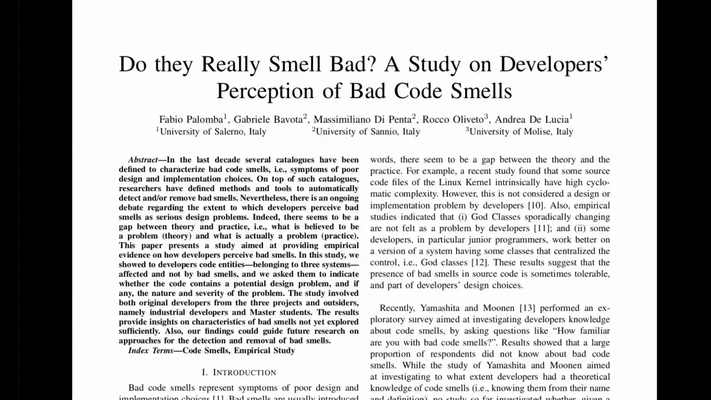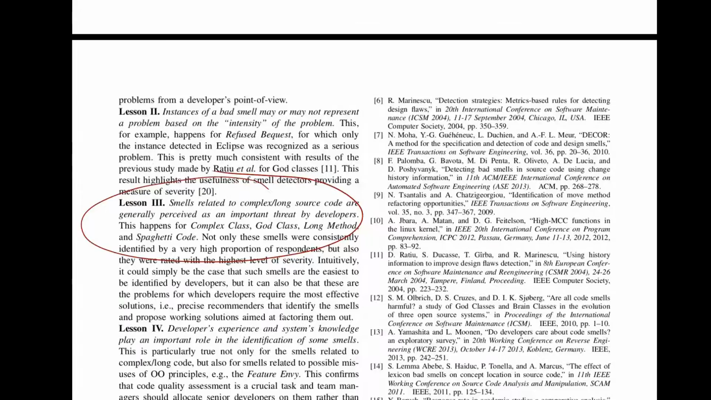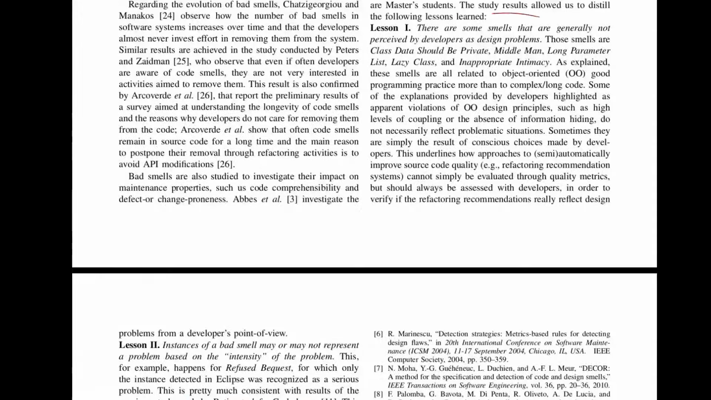A 2014 study by Palomba and co-authors on open source and industrial developers examines bad smells, and similarly finds that some of them are generally undesirable. The developers highlighted several bad smells that they considered to be important threats, all connected to the complexity of interaction between code. Other smells, less clearly linked to complexity, they found to be much less problematic.